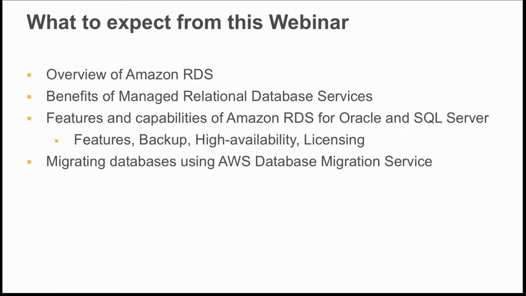So let's take a quick look at the agenda topics today. We'll first start with a quick overview of Amazon RDS and go through some of the benefits of managed relational database services. And then we'll go deeper into some of the specific features and capabilities of Amazon RDS for Oracle and SQL Server in terms of capabilities around features, backup, HA, and licensing options. And then we'll also take a look at some of the concepts and architecture around migrating databases using AWS Database Migration Service. And then finally, we'll end up with a demo of migrating a SQL Server database to an RDS SQL Server instance. So we have a full agenda, and let's get started.